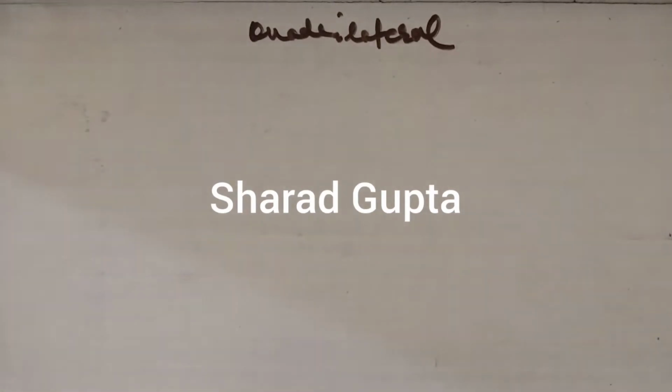Hello, this is lecture number 6 for the chapter Quadrilaterals for class 9th. In this lecture, first of all we'll do two theorems and then we'll start the next exercise, that is 8.2.